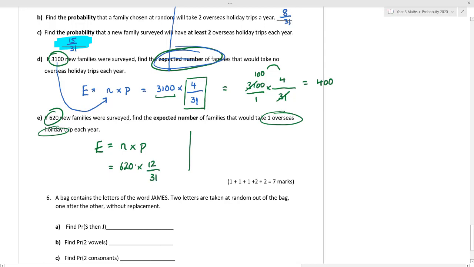Now let's have a look at this. Let's forget about the 0. Hopefully you could recognise that 31 goes into 62 2 times. Add the 0 on the end, 31 goes into 620 20 times. So that would be 20. Let's cross it off with 1. And that would be 20 times 12. You can use a calculator for this as well, girls. 20 times 12 is 240. So we would expect, of the 620 families, doesn't mean we're going to get that, but based on our trial run, we would expect 240 families to take one overseas holiday.